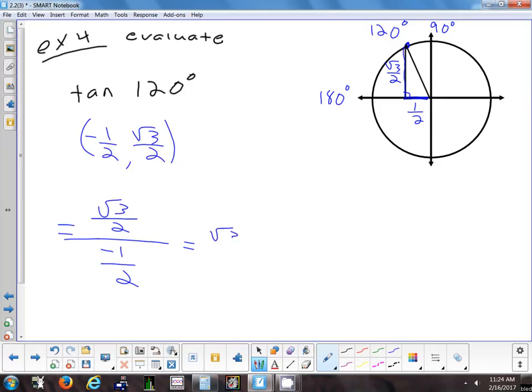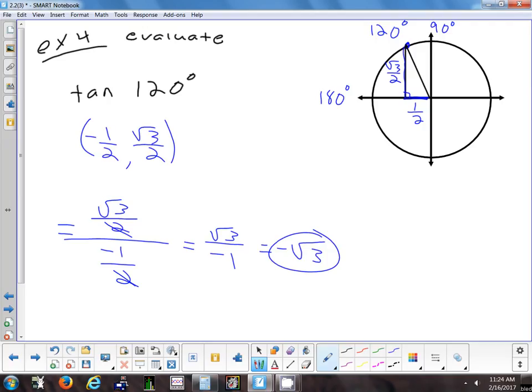Yep. Square root of 3 over negative 1. And can you go any further with that? Well, you could write it so it's not a fraction. You could just put negative square root of 3. Most likely, if it's a multiple choice question, that's what you'd see listed as the answer. Any questions on that one?